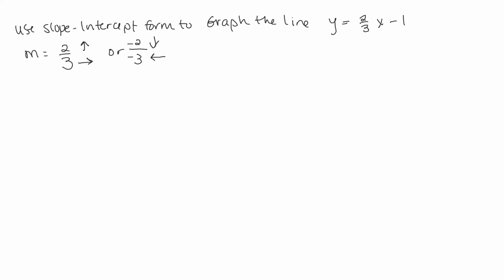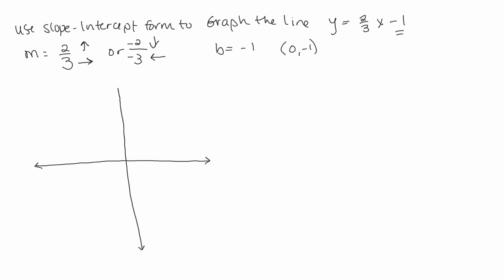Okay, now b is the constant. So the constant here is negative 1, and that just translates to the ordered pair 0, negative 1. Okay, so remember limited technology. I'm going to do this as neat as I can. You're going to squint and pretend it's perfect. So let's see, 1, 2, 3, 4, 5, 6, 7, 8. I'm going to go out 8. That'll be plenty. And 1, 2, 3, 4, 5, 6, 7, 8.